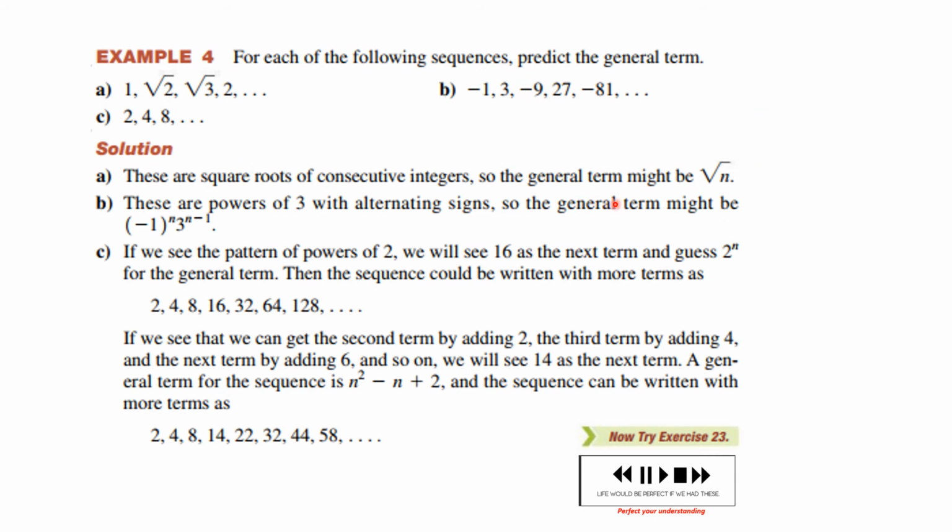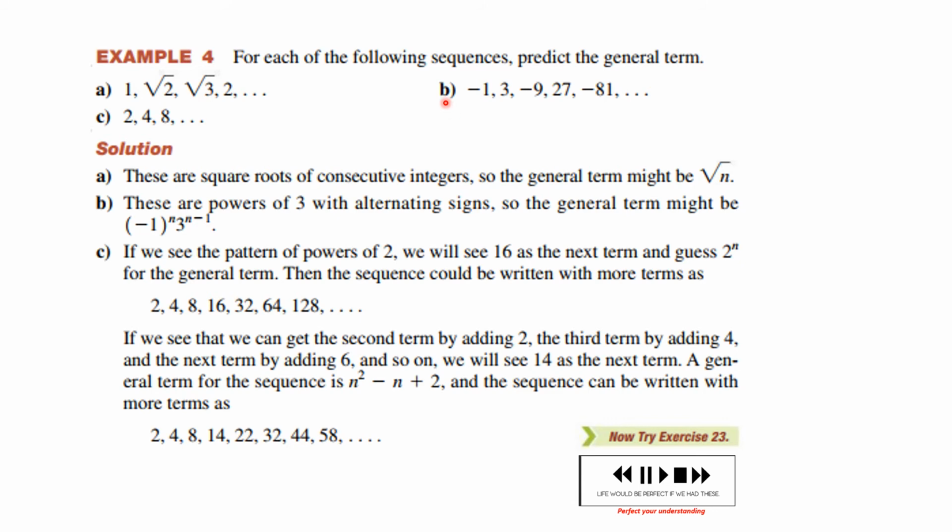Here's my example 4. Now these are given sequences, and you're supposed to find the general term or the nth term. So you see here what we get is 1, square root of 2, square root of 3, and then 2. Okay, so you see this is 1, which is the square root of 1. This is the square root of 2. This is the square root of 3. But the square root of 4 is 2. So you see the general term here is the square root of n. So based on this, a sub n is equal to the square root of n.